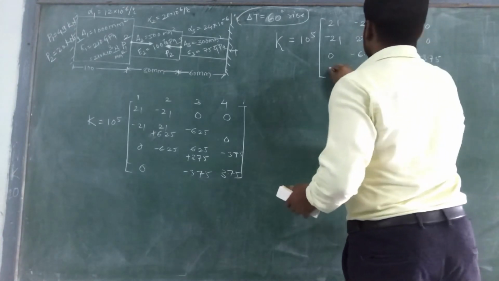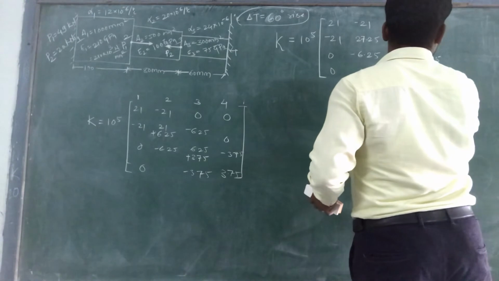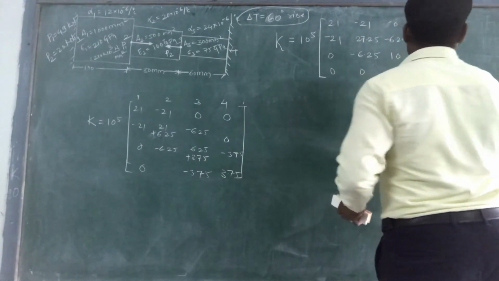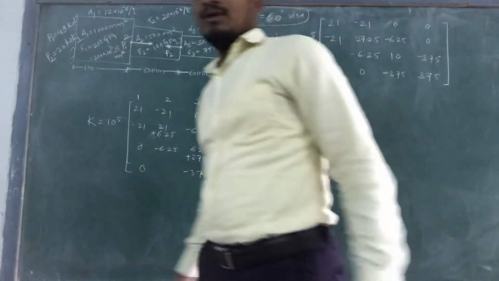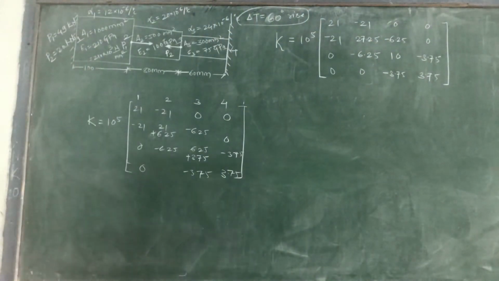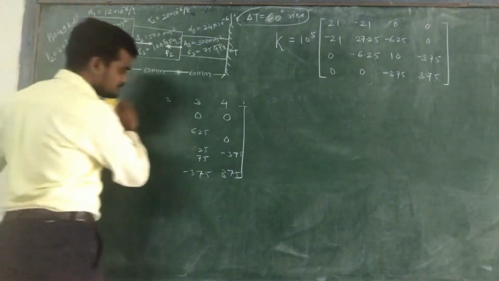3.75, 0, 0, minus 3.75 and plus 3.75. So in this way, you can write your global stiffness matrix. So global stiffness matrix will become K is equal to 10 raised to the power 5 into this matrix. Okay, so in this way you will get the global stiffness matrix.